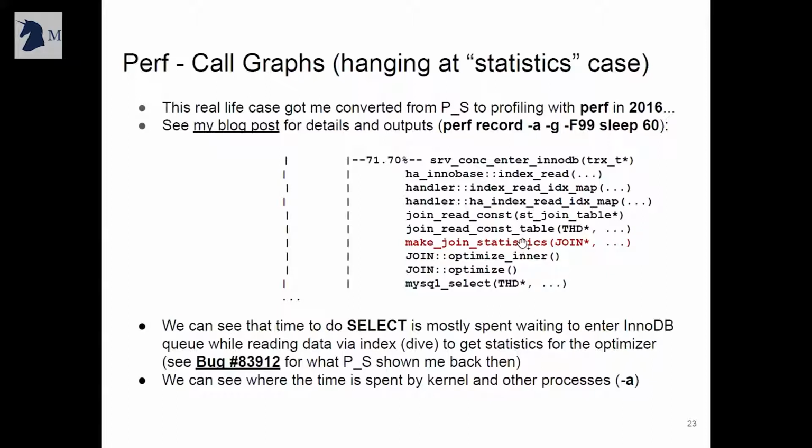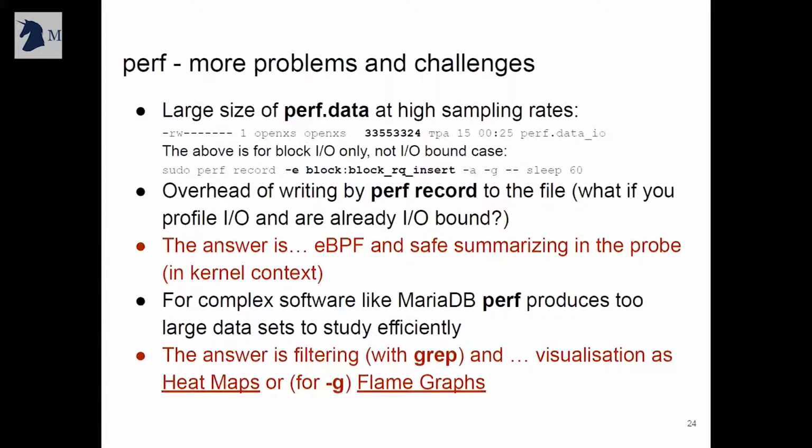So we see, at the statistics stage, we read the tables inside optimize. We were reading from MariaDB, and we were waiting most of the time, 71% of the time, to enter the MariaDB queue. So we just removed this artificial concurrency limit and the problem was resolved. Even though before that I was studying Galera, multiple nodes interaction, and all that other stuff.